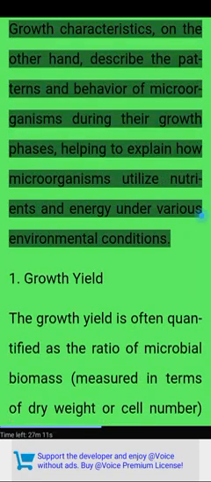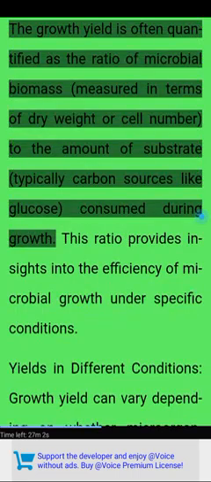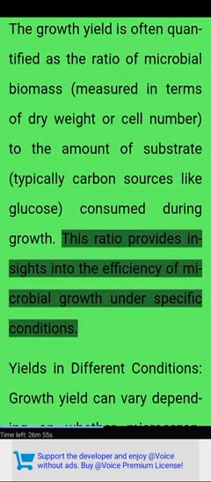Growth characteristics, on the other hand, describe the patterns and behavior of microorganisms during their growth phases, helping to explain how microorganisms utilize nutrients and energy under various environmental conditions. 1. Growth yield. The growth yield is often quantified as the ratio of microbial biomass, measured in terms of dry weight or cell number, to the amount of substrate, typically carbon sources like glucose, consumed during growth. This ratio provides insights into the efficiency of microbial growth under specific conditions.